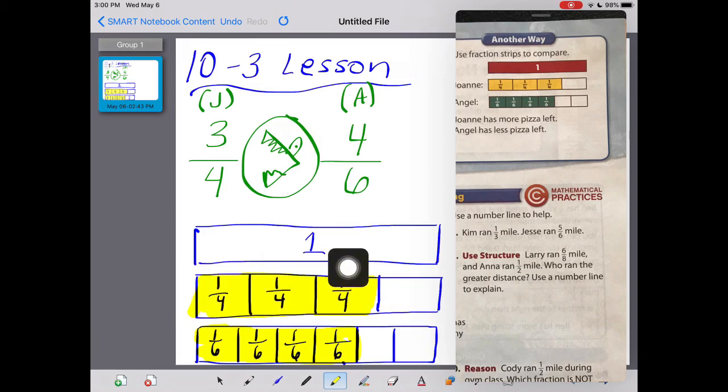And now it's almost like a number line. It's going from 0 all the way to the end. And look how much further 3/4 went compared to 4/6. So that even shows you, I think, even easier than circles, that 3/4 is greater than 4/6.